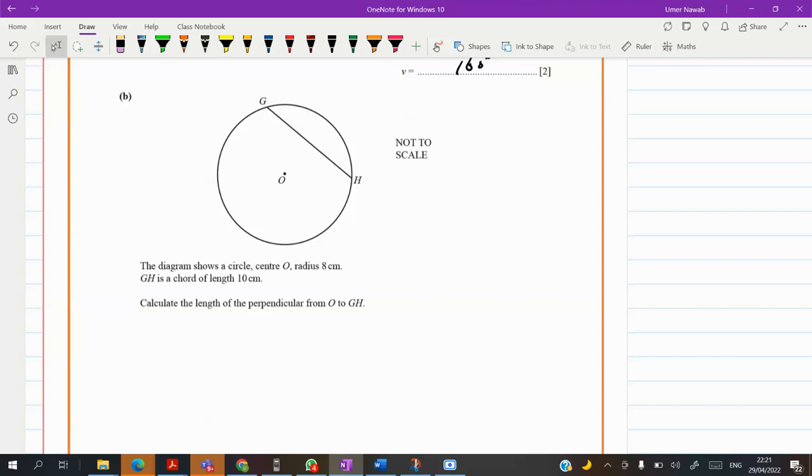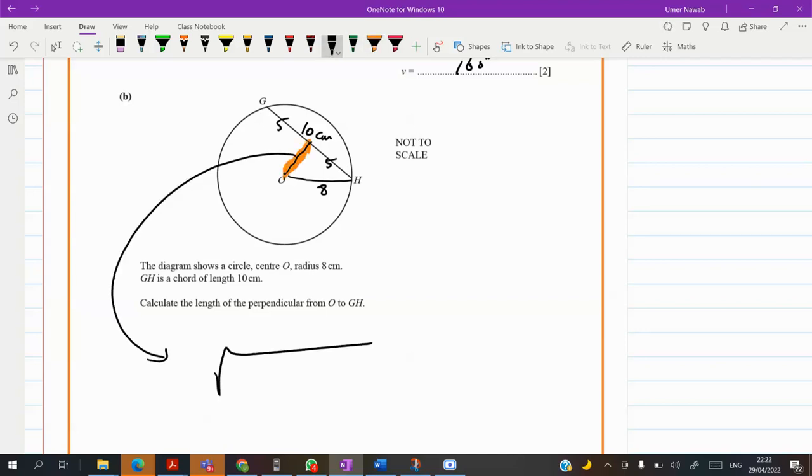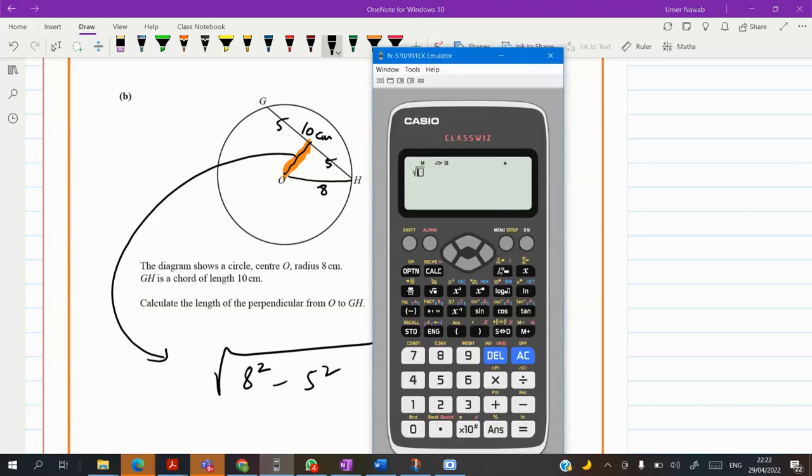Next, guys, I think this is the fourth question that came on the same topic, and we have a chord GH. The chord is 10, and we want to find a perpendicular length. The perpendicular cuts it into halves, so 5 and 5. The radius is given to us. The radius is 8, and I want to find this perpendicular length. Use Pythagoras: square root of 8 squared minus 5 squared gives you 6.24.